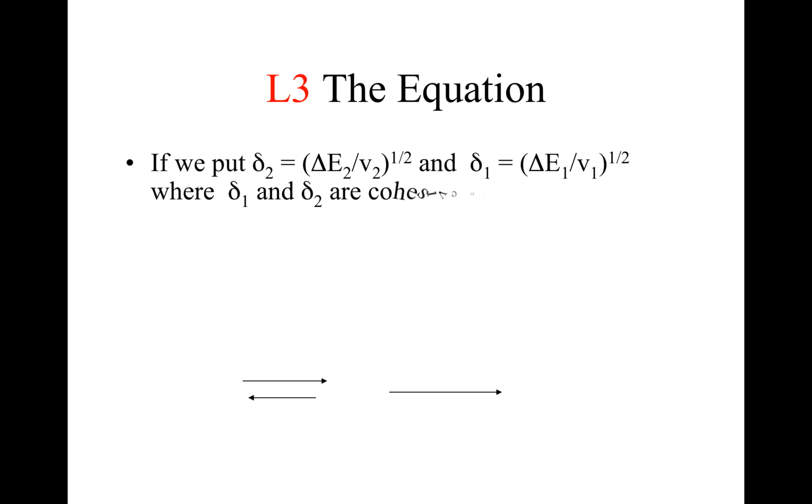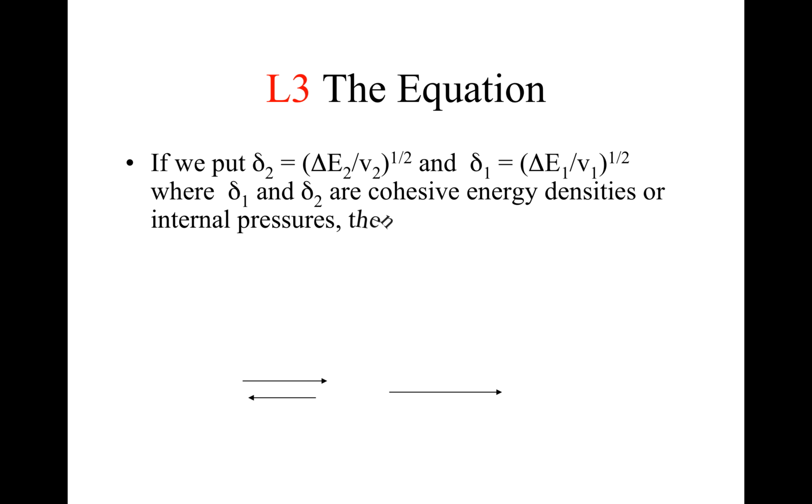If we put δ2 = (ΔE2/V2)^(1/2) and δ1 = (ΔE1/V1)^(1/2), where lowercase δ1 and δ2 are cohesive energy densities, or internal pressures as they are known sometimes, then RT ln F2 becomes V2 (δ2 − δ1)², Roman numeral 3.